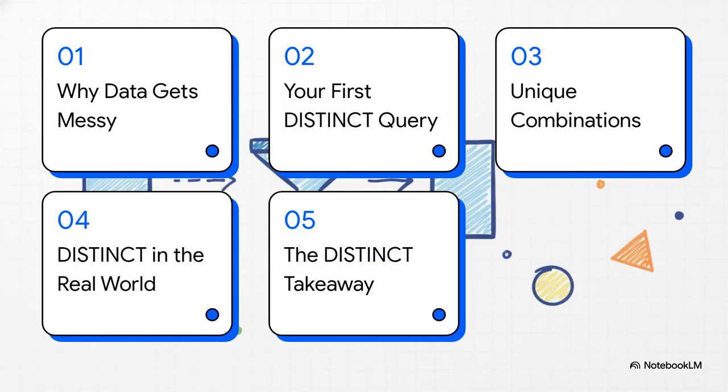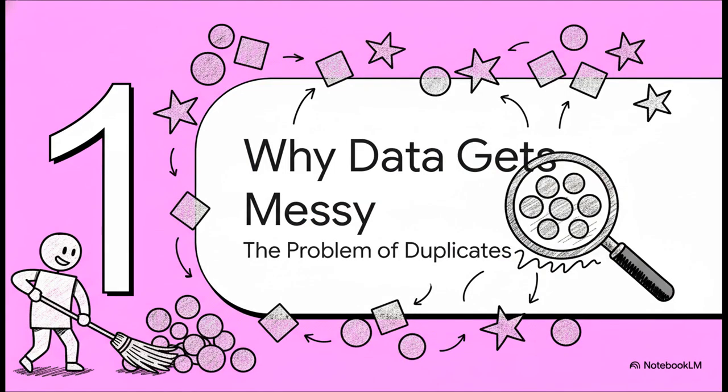So here's what we're going to cover. First, we'll get into why our data gets so messy in the first place. Then, we'll write our very first distinct query. After that, we'll see how to handle unique combinations, look at some real-world examples, and then wrap it all up with the main takeaway. Sound good? Let's dive in. All right, first things first, why does our data get so cluttered?